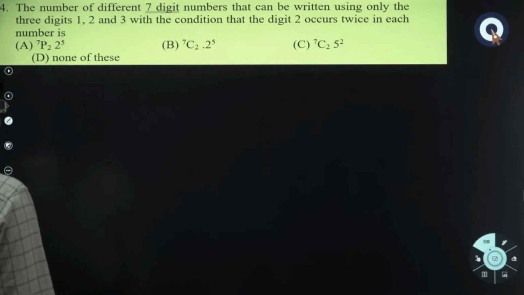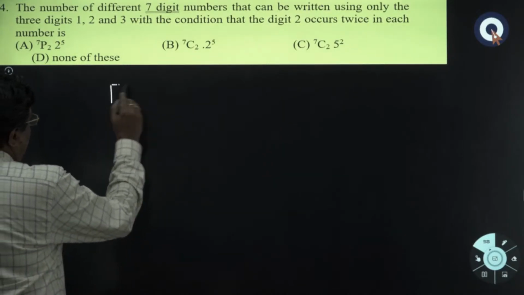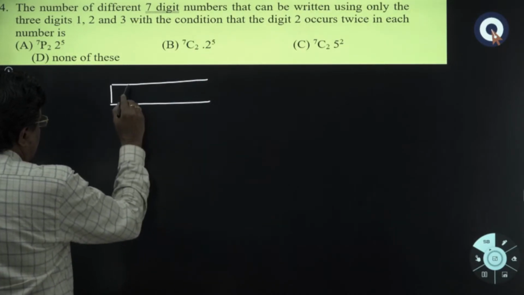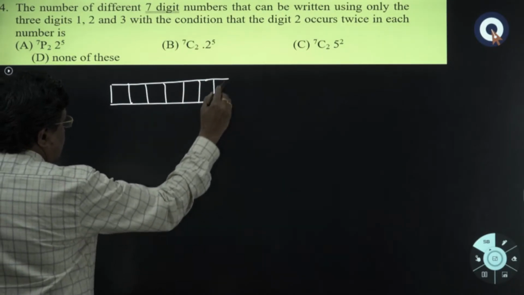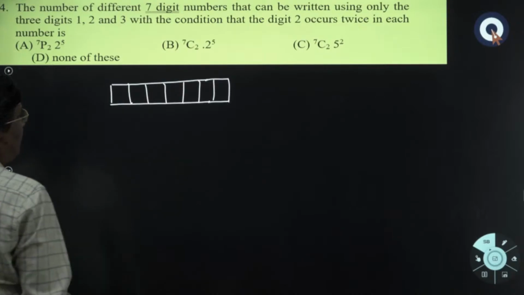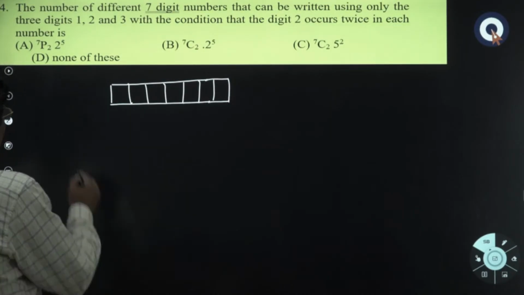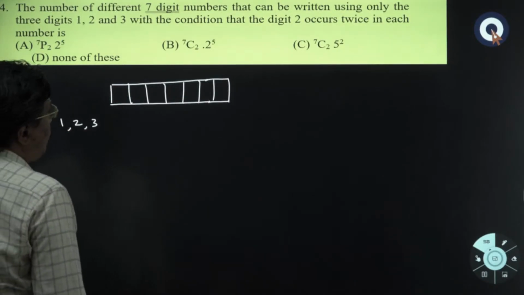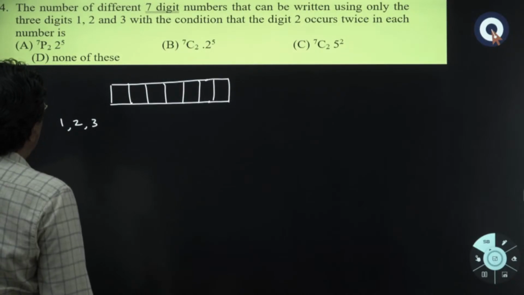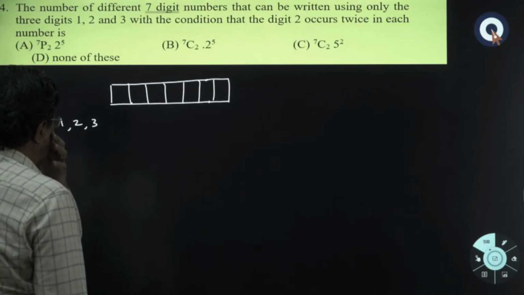The number of different 7-digit numbers that can be written using only the digits 1, 2, 3, with the condition that the digit 2 occurs twice in each number. So that digit 2 should appear only twice. So that's quite a simple point.